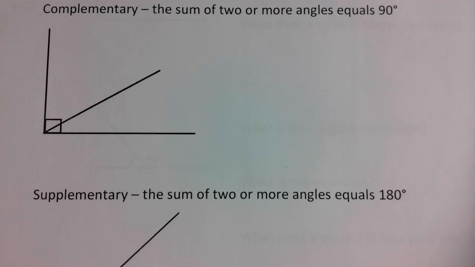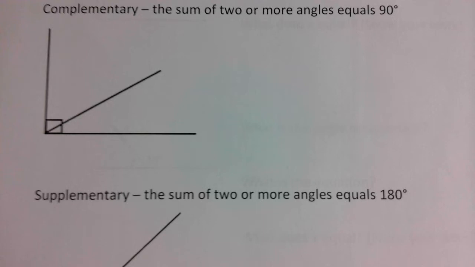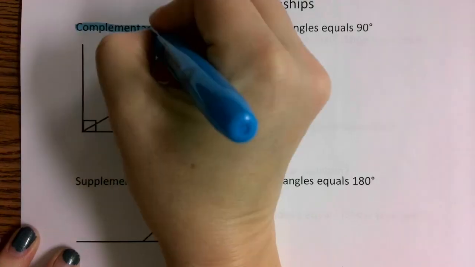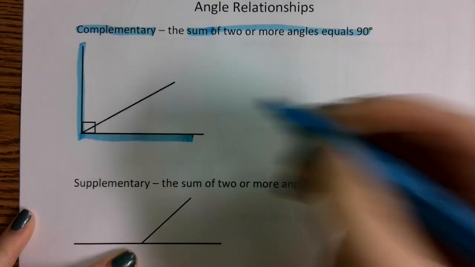People to remember that complementary and 90 go together and supplementary and 180 go together. Okay, so those are two little tactics to help you remember. Now, for the complementary, it's the sum of two or more angles that's going to equal a 90-degree angle. Okay, but it has to be two angles or more. And remember, sum means that it's going to add up to 90 degrees.